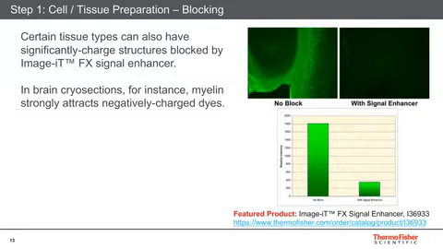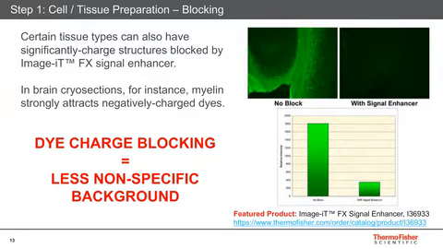Here are also some examples with that signal enhancer on tissue. I mentioned brain tissue. On the upper left in this image, you can see nonspecific binding by Alexa Fluor 488 secondary on that highly charged white matter. But with the signal enhancer, it's knocked down to just about nothing. Very good. Remember, dye charge blocking means less nonspecific background.